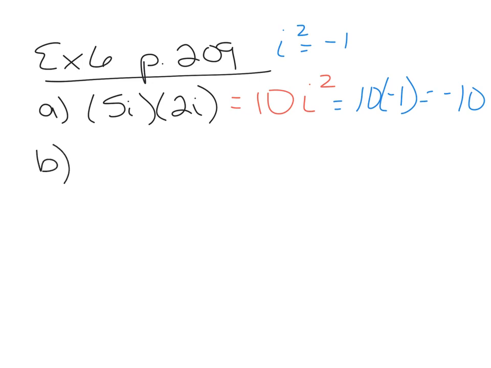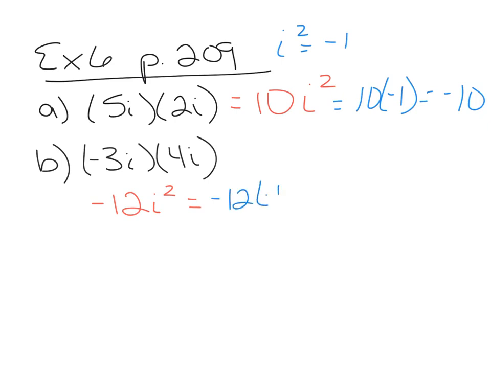Letter B says negative 3i times 4i, and we're going to do it just like we did the one above. We'll multiply the coefficients first. Negative 3 times 4 is negative 12. And then when we multiply i times i, we get i squared. But you have to remember that i squared equals negative 1, so we always simplify that i squared. So we end up with negative 12 times negative 1, which equals positive 12.